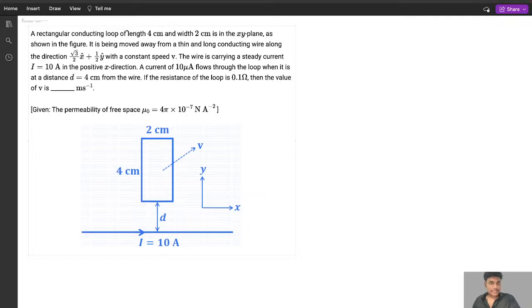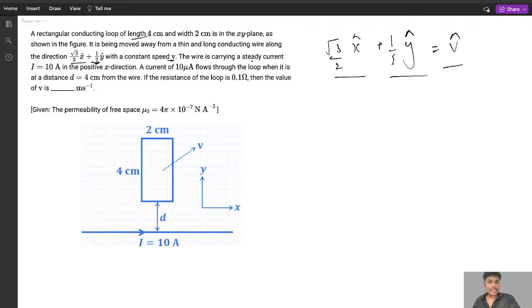This is our next question. A rectangular conducting loop of length 4 centimeter and width 2 centimeter in the xy plane, as shown in the figure, is being moved away from a thin and long conducting wire along the direction. This is the direction vector, root 3 i cap plus 1 j cap, okay, this is our velocity direction, with a constant speed v.